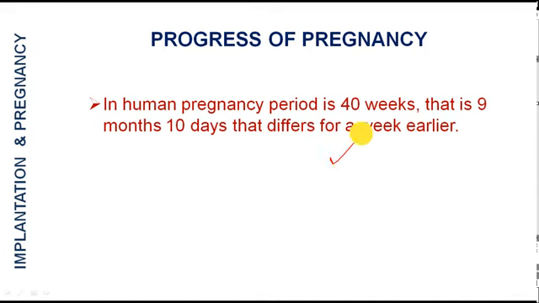Now, in human, pregnancy period is 40 weeks, that is 9 months, 10 days, and that differs slightly, 1 week earlier or 1 week later.